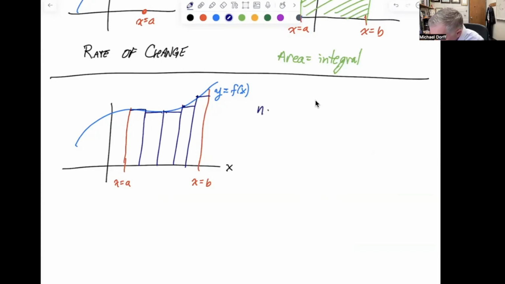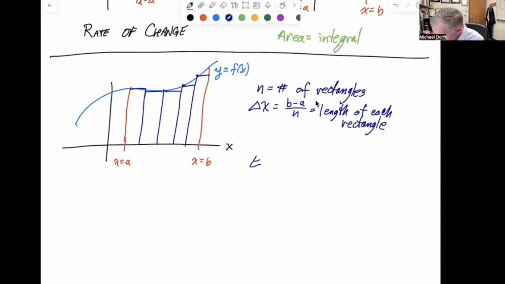So we're going to let n equal the number of rectangles, and we're going to call this delta x. That little triangle shape is the capital Greek letter delta. So Delta Airlines, that's where they get their name from. Delta is the equivalent of the letter D in Greek. Greek calls it delta, we call it letter D. And that's going to equal b minus a over n. That's going to be equal to the length of each rectangle.